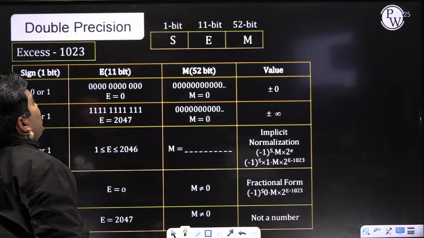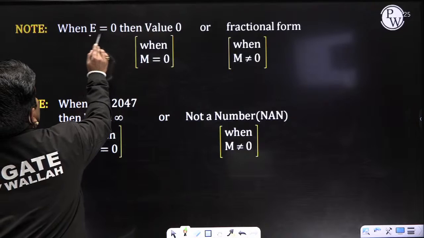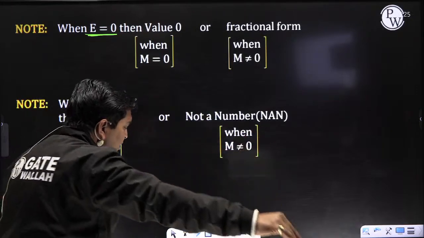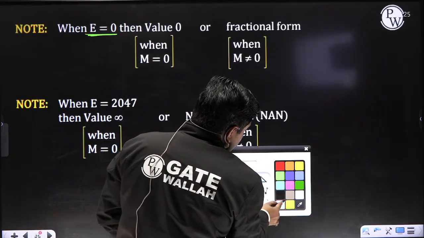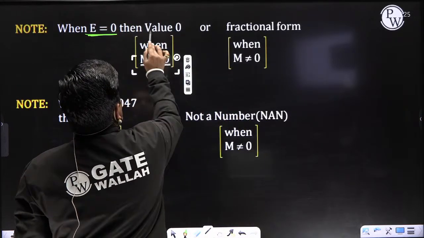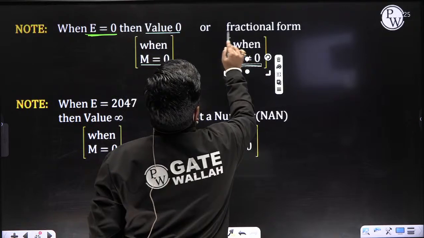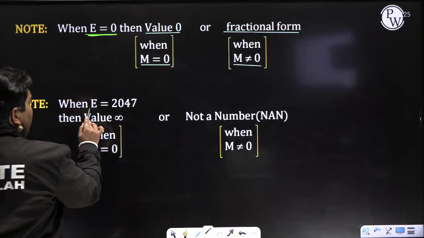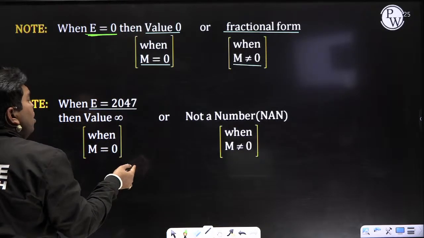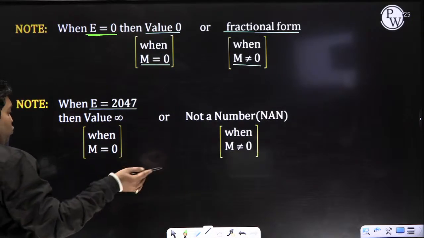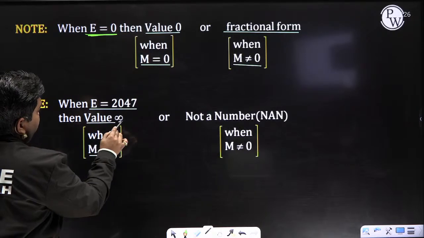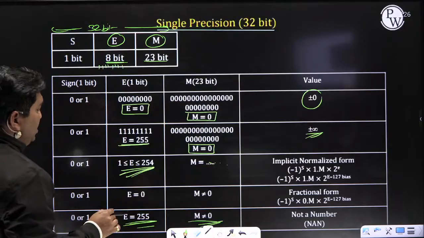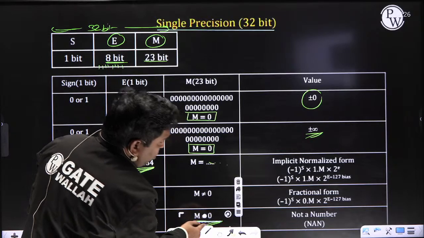What I am saying is, if your E is 0, then there are two cases. Case one: if M is 0, the value becomes 0. If M is not 0, then fractional. And if all E bits are 1, either 2047 in double precision or 255 in single precision, then two points. If M is 0, then infinity. But if M is not 0, not a number. You can see, 255 with M not 0 is not a number.